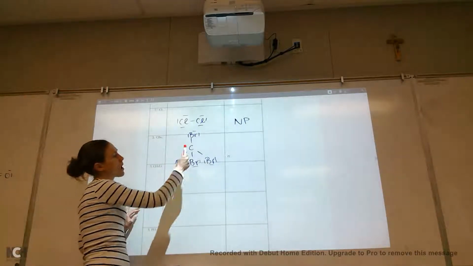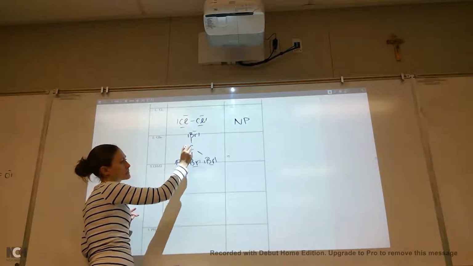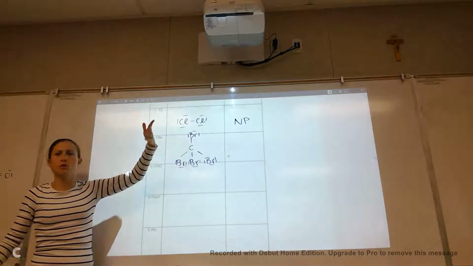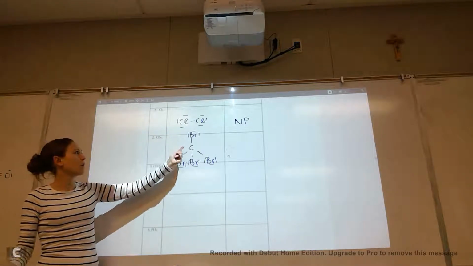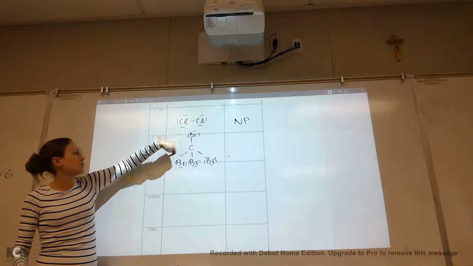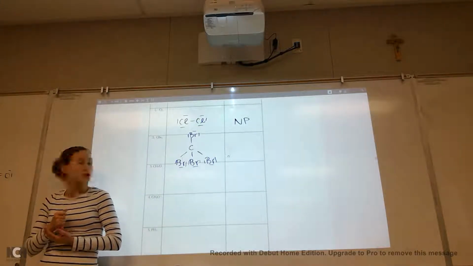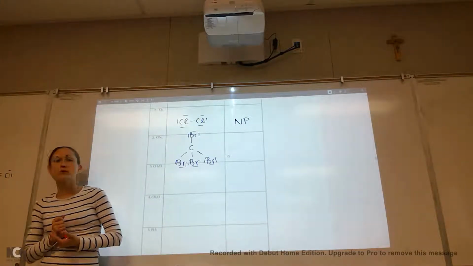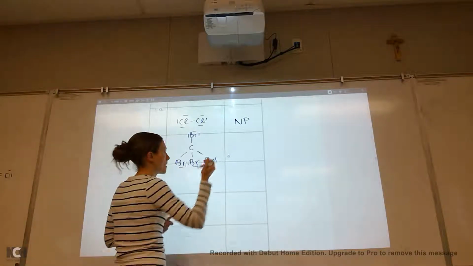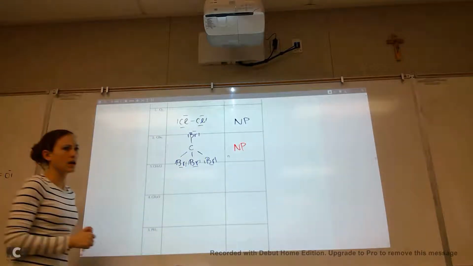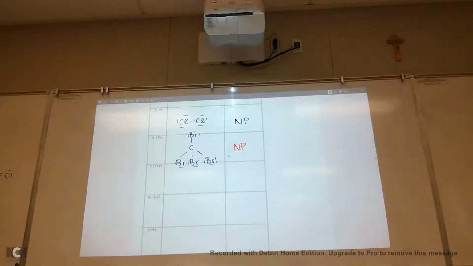But imagine bromine's pulling up, this bromine's pulling down, down, down. Imagine these are, I don't know, horses or people or whatever. One's pulling up on carbon. These guys are pulling down. Would carbon move? No. Therefore, what is this molecule? Nonpolar. Why? Because the dipoles cancel. That's your explanation for it.